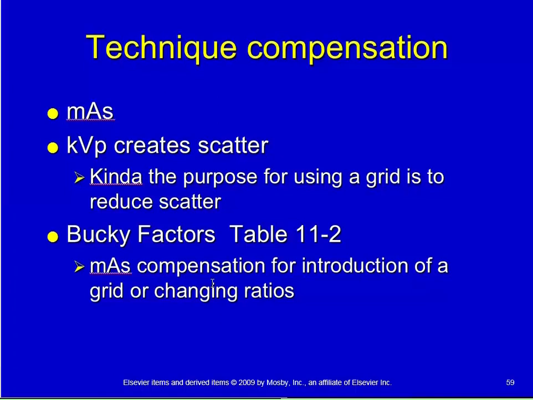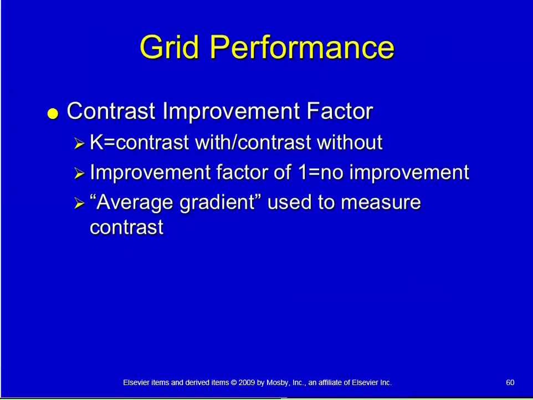The higher the grid ratio, the more scatter cleanup it has. But unfortunately, because of the increased lead content in the grid, you're going to have to adjust your mass to compensate. So that's hard on the X-ray tube, and it drives patient dose. Again, if you're using a 14-to-1 or 16-to-1 grid, you're going to use 4 times the radiation you would use without a grid. Radiation dose goes up significantly for a patient whenever we introduce a grid.